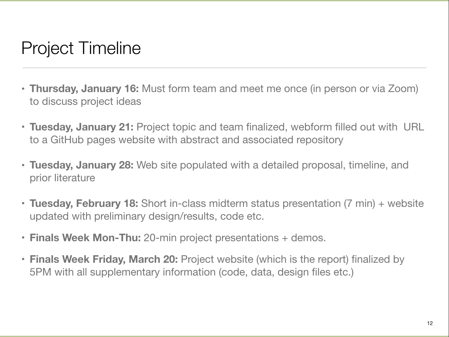Tuesday the 21st is when the project topic and team are finalized, and you have to fill out a web form where you give me a URL to a GitHub page website. At that point, all you need is the abstract, the team member information, and the associated repo. Then by the 28th, you have to populate that with a more detailed proposal and timeline. You should have done some investigation into prior papers and be able to describe what exists in your space.